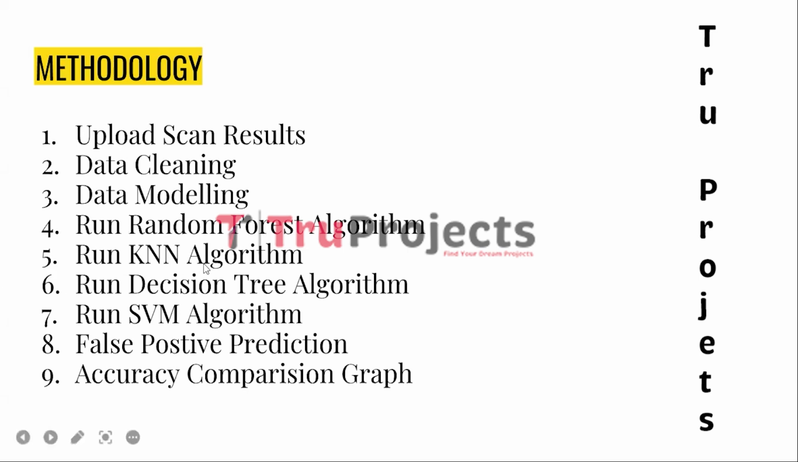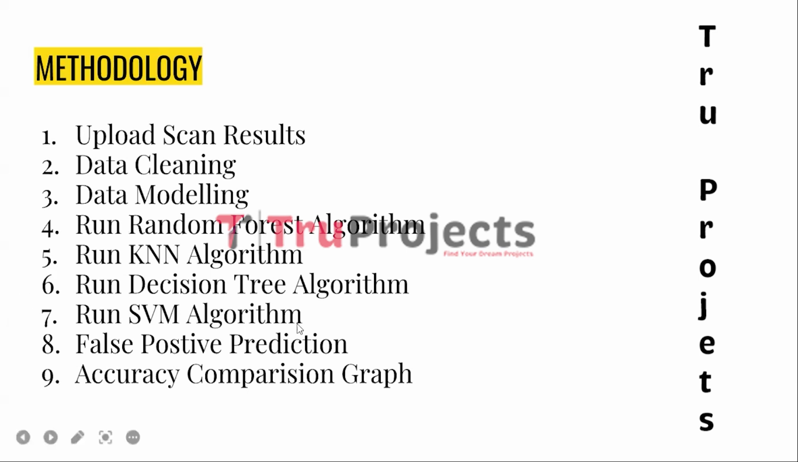And the fifth module is Run KNN Algorithm. This module involves training and executing the k-nearest neighbor algorithm. The KNN algorithm is a supervised machine learning classifier that assigns labels to new data points based on their proximity to the labeled data points in the training set. It is used to predict whether a web page is a false positive or a real vulnerability.